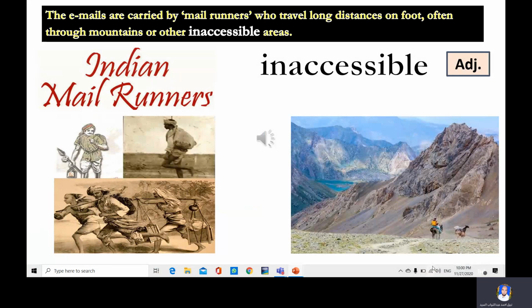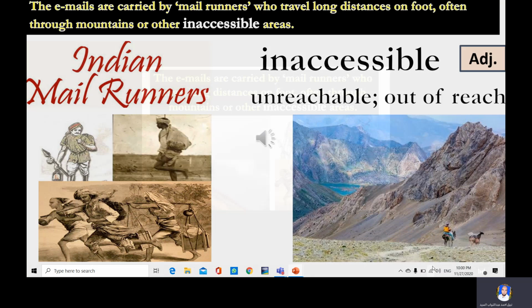Look at these mountains. These mountains or these areas are inaccessible areas. Inaccessible means unreachable or out of reach. These places are inaccessible. They are unreachable or out of reach. As I mentioned, the emails are carried by mail runners who travel long distances on foot, often through mountains or other inaccessible areas. They are unreachable.